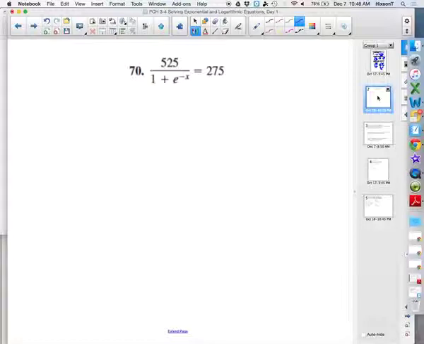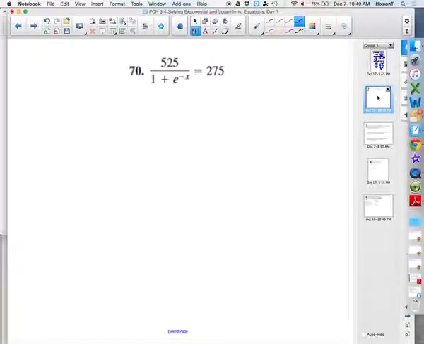Alright, so let's think about this one here. This is kind of an application of what we've been talking about. 525 over 1 plus e to the negative x equals 275. We only have one exponential, so what should our goal be? Get it by itself. First thing, we've got to get it out of the denominator. There's a couple of ways we could do that. Then, get it by itself. So, what do you guys propose we do?